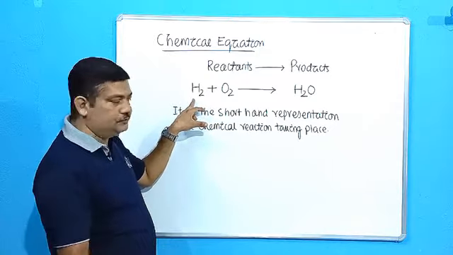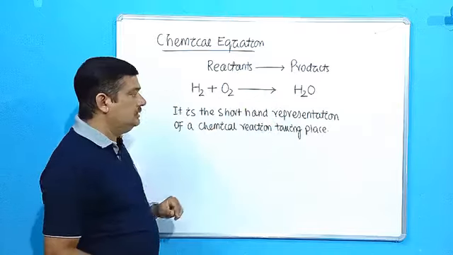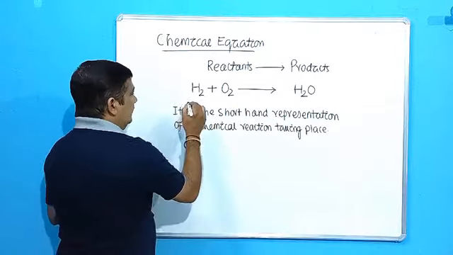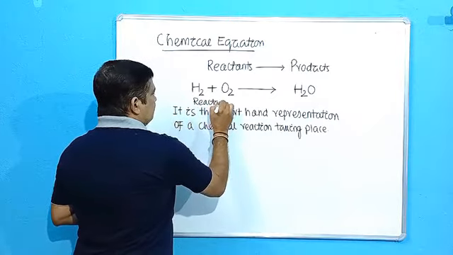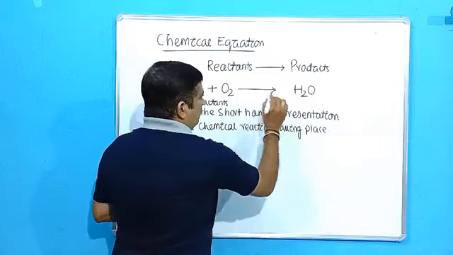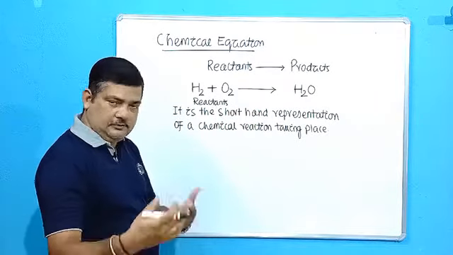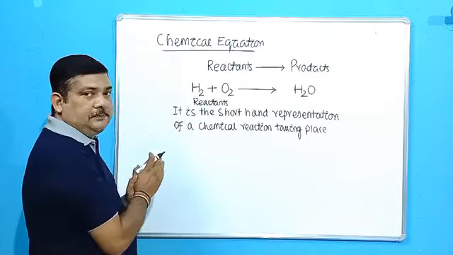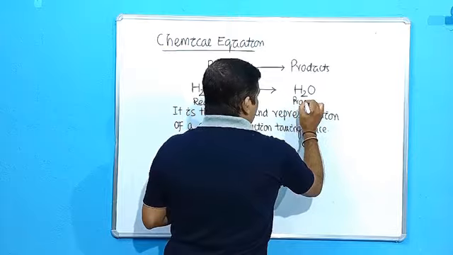Hydrogen H2 combines with oxygen O2 to produce water. So, what are we doing by writing the chemical reaction? On the left hand side, we are writing the reactants. Then we are giving an arrow mark. There are 4 different types of arrow which will be used, which I will tell you later on. So, on the left hand side, we are placing the reactants. On the right hand side, we are placing the products.